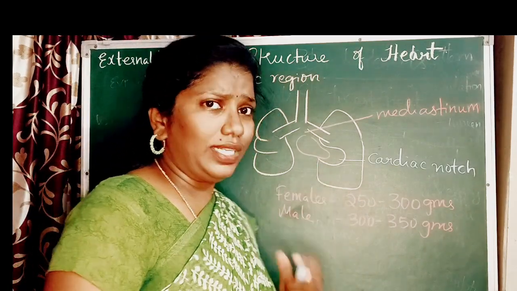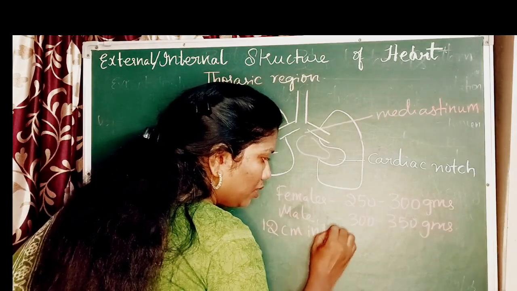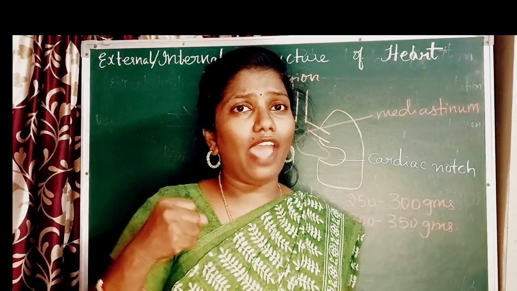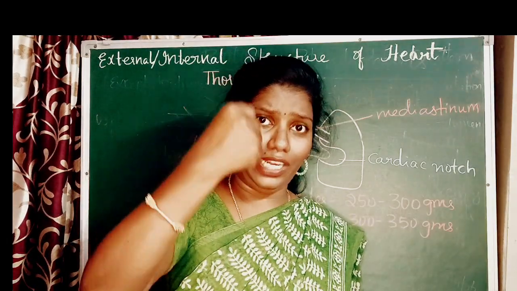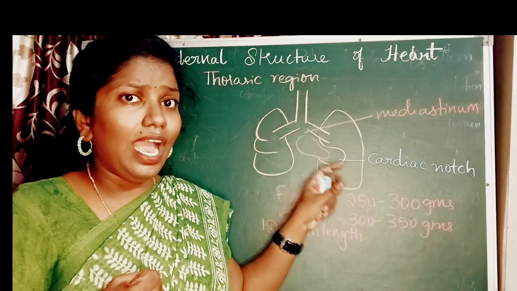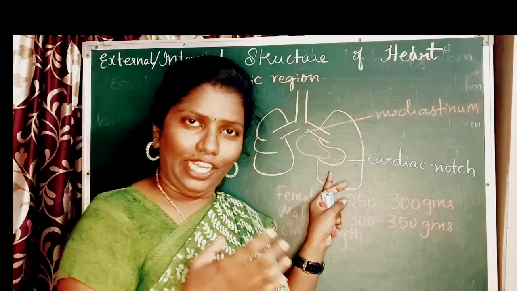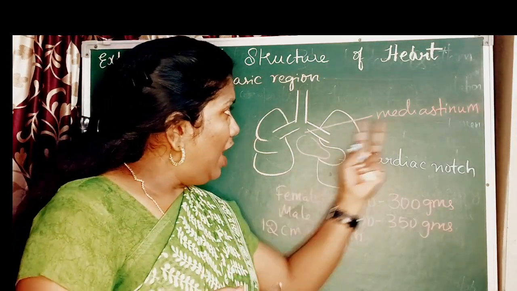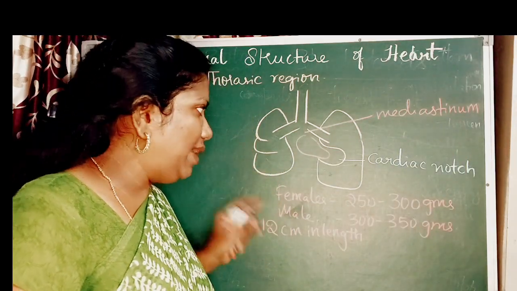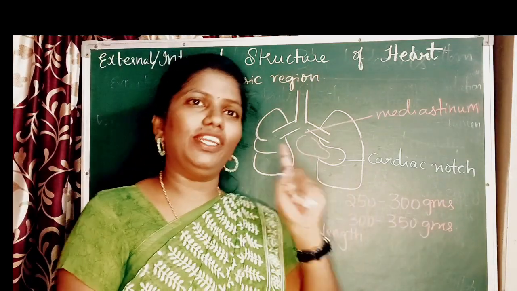Its length is 12 centimeters. It is the size of our clenched fist. Actually, everyone's heart is the size of their clenched fist, a tight fist. So you got the location of the heart. It is present in the thoracic region and is slightly tilted towards the left. It is placed in a special notch called the cardiac notch, and the space between the two lungs is called the mediastinum. It differs in males and females: in females it is 250 to 300 grams, and in males it is 300 to 350 grams.